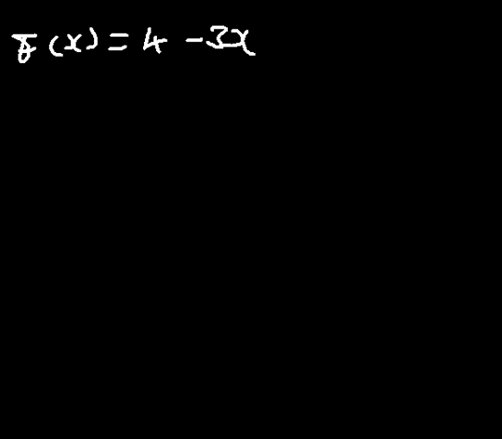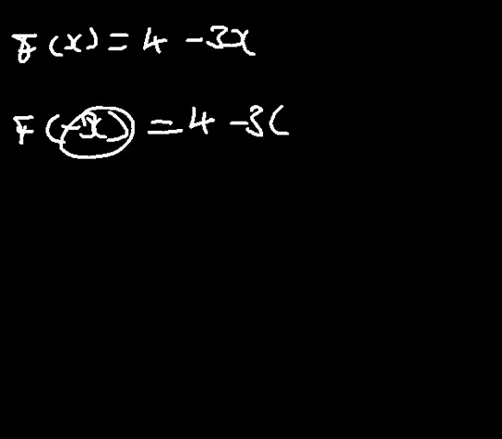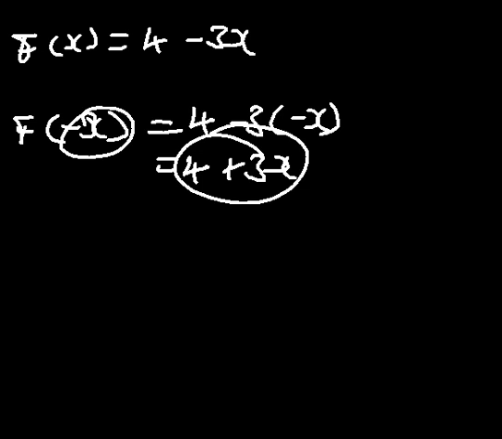And what if we have this case now? See how best you can try that one out. Let's say you have f of negative x. So what is that? I have 4 minus 3, and where there is x, I can put negative x. So now have 4 plus 3x. So that is the way to go for that function.